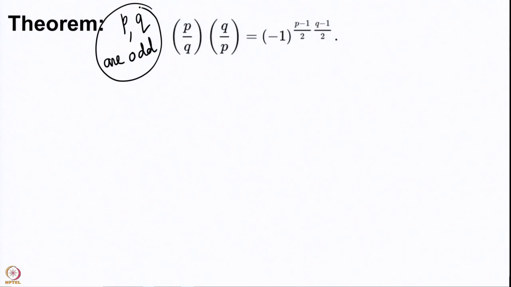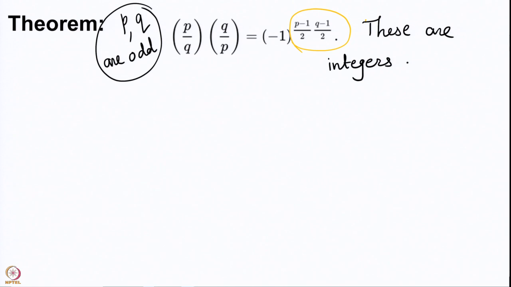Of course, if you do not have P and Q to be odd, then you are not always going to get each of these (P minus 1)/2 and (Q minus 1)/2 to be integers. So these are integers because we have taken P and Q to be odd primes. The only other prime we should think about is the prime 2, but (2/P) is something that we have already dealt with. So here we are taking only the odd primes. So we have two odd primes, P and Q, and then we are able to relate by this theorem the Legendre symbol (P/Q) with the Legendre symbol (Q/P). This is what we are doing, and it has a simpler form.